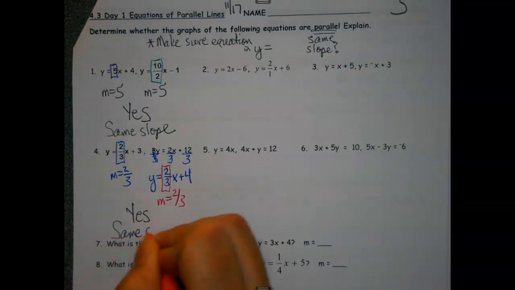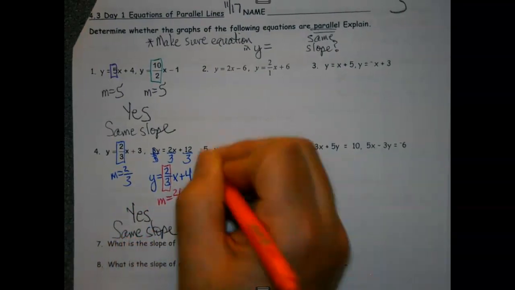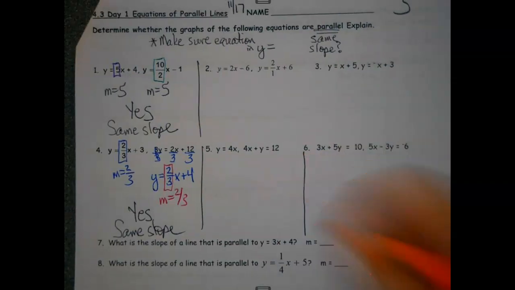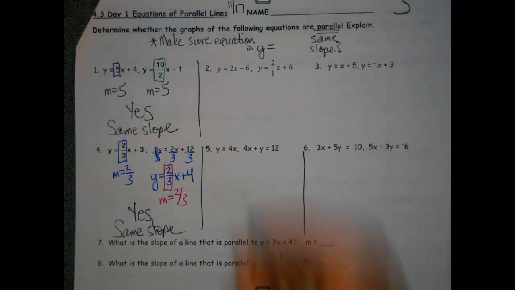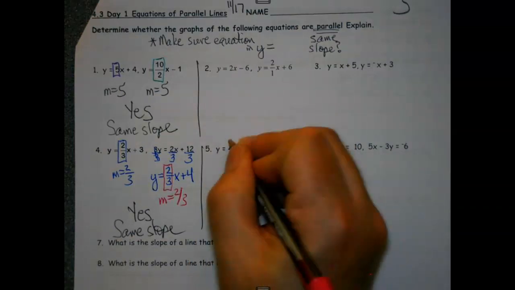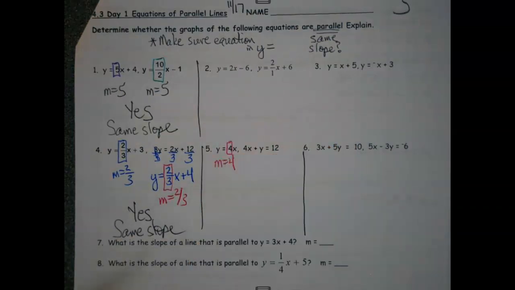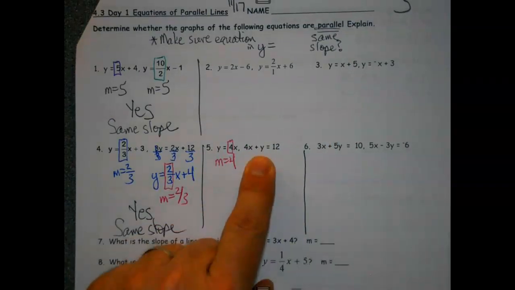These are going to be parallel. They have the same slope. Like, okay. So what would be a situation that wouldn't work? I give you number 5. So I look and I go, okay, that's in y equals. Got my m. Cool. Y is not by itself yet in the second equation.